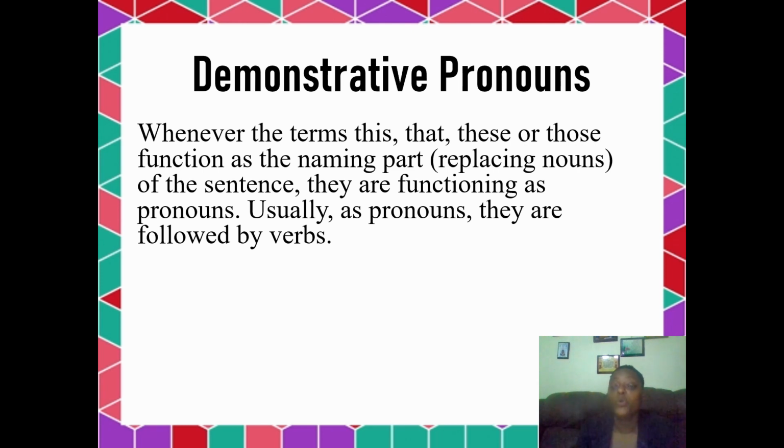Demonstrative pronouns. How do we know when the terms are functioning as demonstrative pronouns? Whenever the term this, that, these, or those functions as the naming part, replacing nouns of sentences, they are functioning as pronouns. Usually, as pronouns, they are followed by verbs. So the key thing to look for is if the demonstrative term is followed by a verb. If it is followed by a verb, it is functioning as a pronoun.